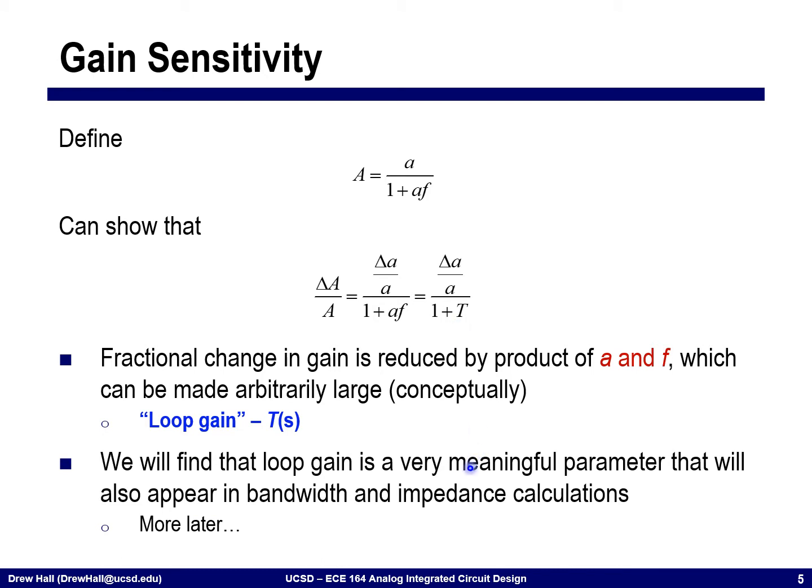This loop gain term is going to appear in a lot of other calculations. It's going to show up in the bandwidth, it's going to show up in the impedance, and we'll talk a lot about this. So it's very important now to get down our notation that AF is going to be equal to T, and that our closed loop gain is going to be capital A, open loop gain, lowercase a.